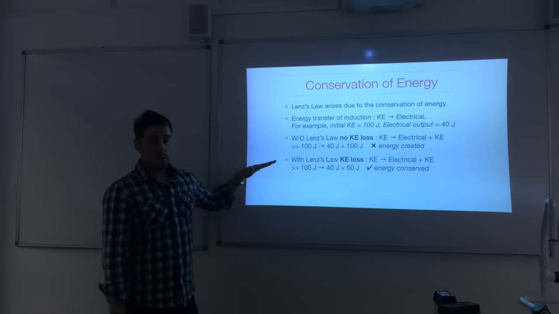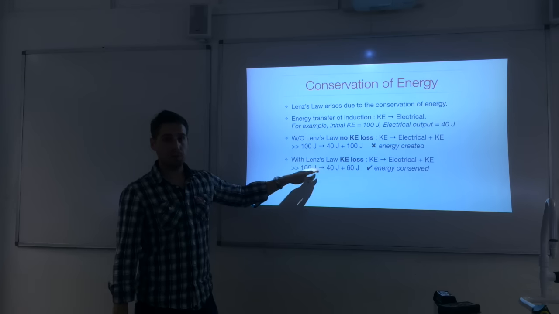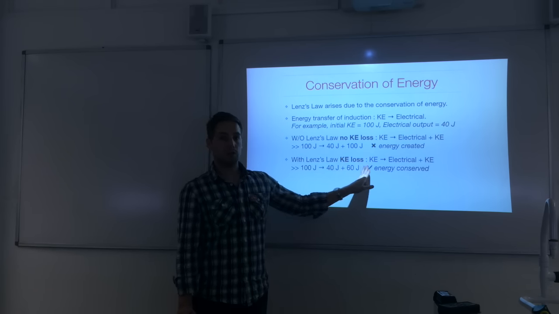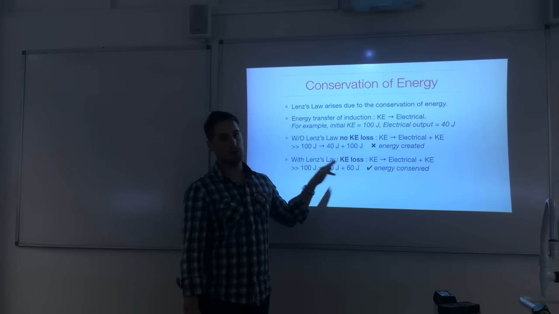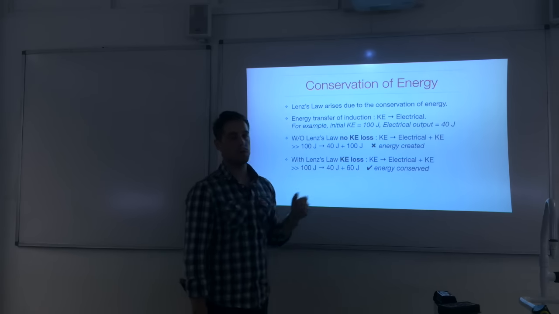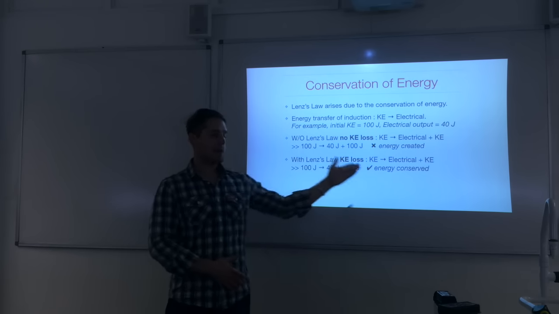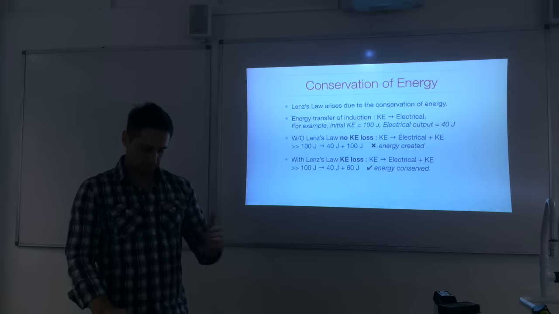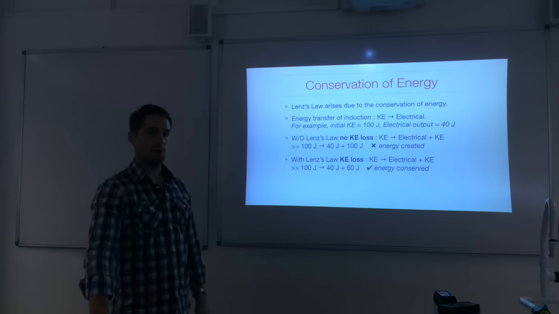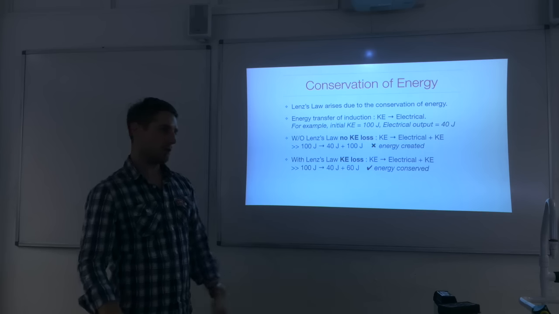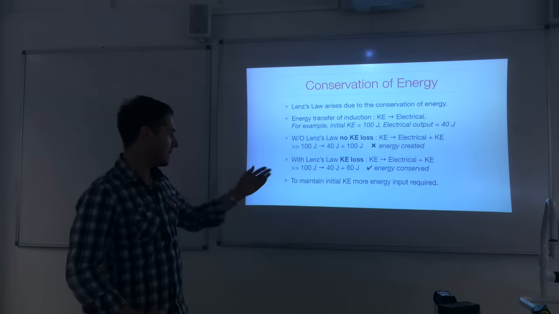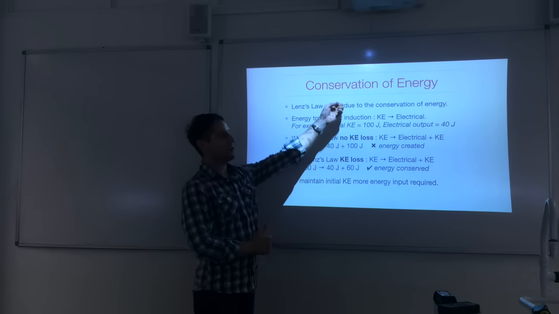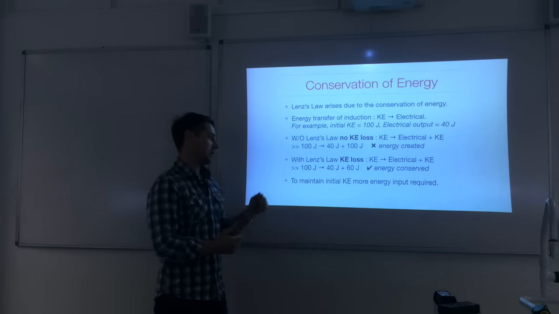With Lenz's law, what happens is you have this conversion taking place, KE to electrical plus KE, but now we've got 100 joules being converted into 40 joules of electrical, but the kinetic energy of the magnet is reduced, leaving us with 60 joules. So now we've got numbers that add up. Energy is conserved, we didn't create anything, so we're consistent with what we know to be true in physics. So Lenz's law is due to the conservation of energy.